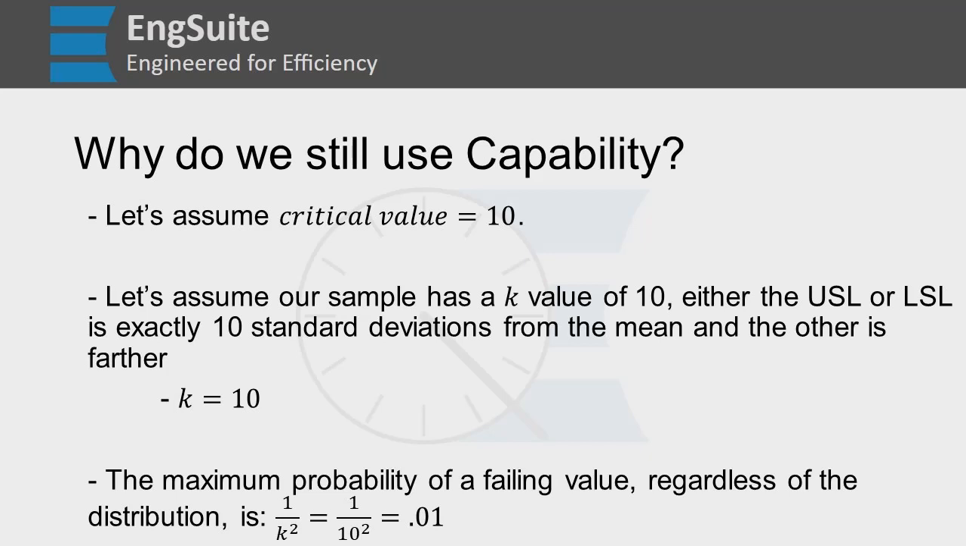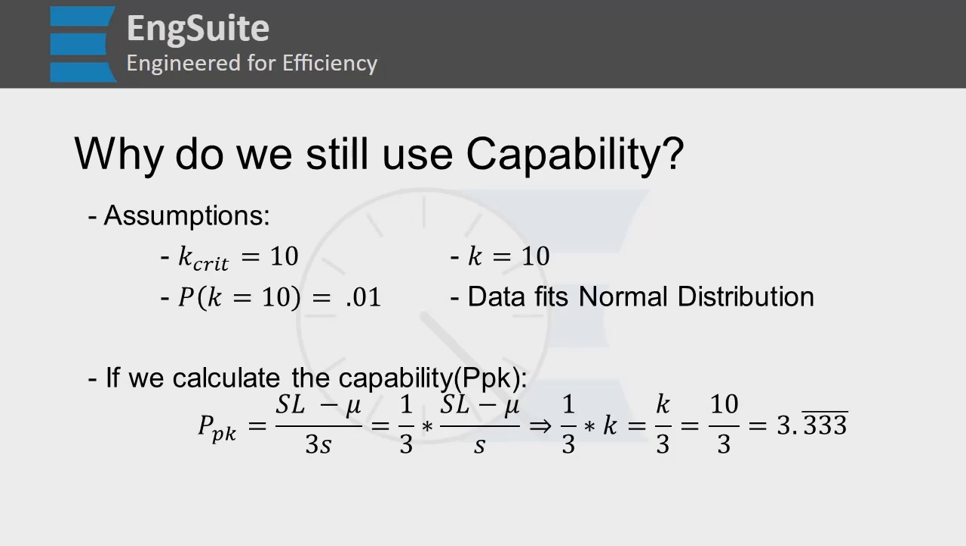We don't need to know the distribution. Well, if k equals 10, then the maximum probability of a failing value, regardless of the distribution, is 1 over 10 squared, or 0.01, so 1%, okay? So here's just a restatement of our assumptions here. Our critical value is 10, our k is 10, our probability using Chebyshev's inequality, our maximum probability is 0.01.